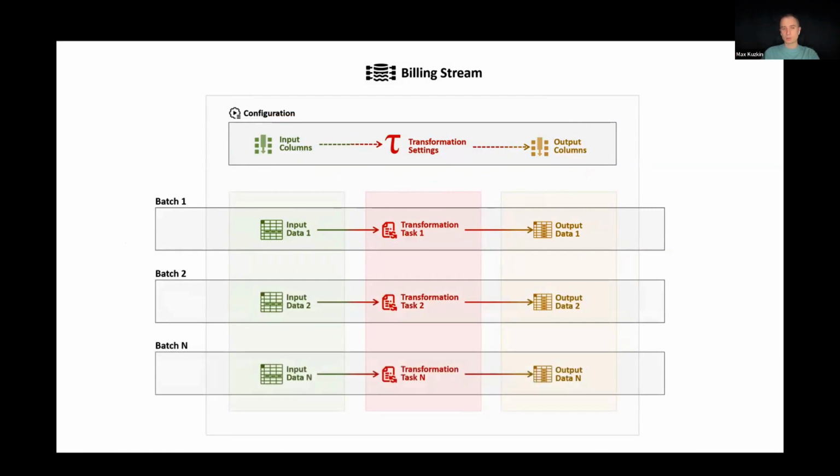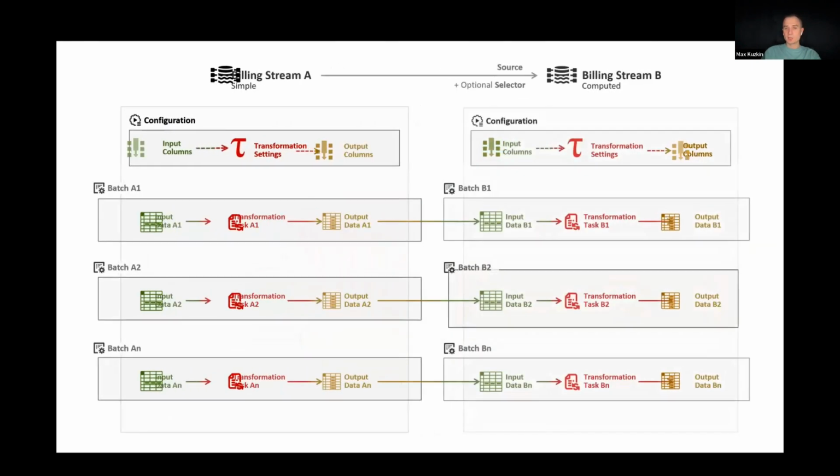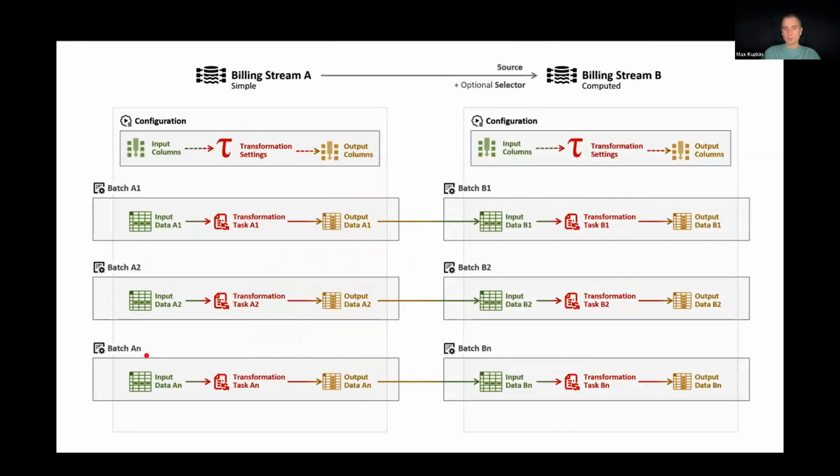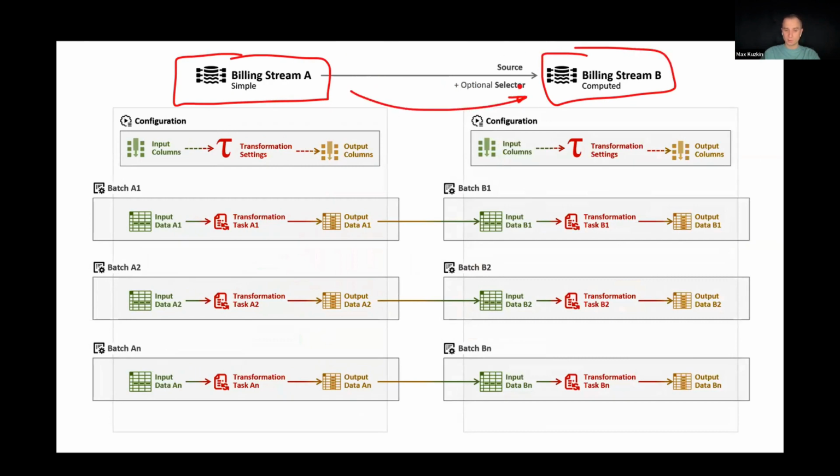Each batch is an upload of data from the source. On the vendor side, it will be an export of data from the billing system. On the distributor side, it will potentially be the output of the previous layer. That's why billing streams can potentially be nested, so one billing stream can derive from another. There will be a simple billing stream that doesn't derive from anyone, the one created by the vendor, and computed streams, the ones that derive their data from the previous layer.